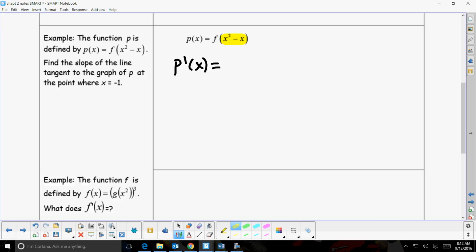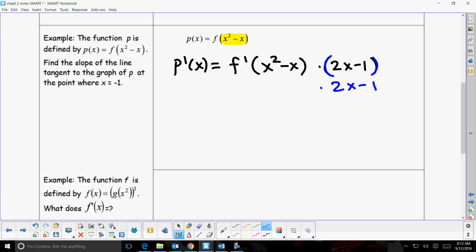As I do my chain rule, I'm going to take the derivative of the outside. So what's the derivative of f? F prime. So I take the derivative of the outside, leave the inside all alone, leave it the same. Then I'm going to multiply by the derivative of the inside, 2x minus 1. And be careful that you have these parentheses, because if you just put dot 2x minus 1, the only thing you multiply this guy by is what? 2x. So just be careful that you have those parentheses.